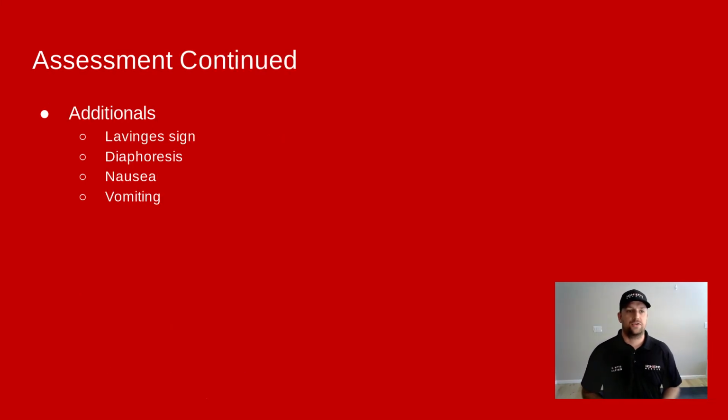Some additional notes for the assessment. Levine sign, that's when the patient takes their fist and puts it over their chest. That has a very low specificity, meaning that when you see that, it doesn't necessarily mean chest pain. I don't have the exact percentage, like 40%, probably less than that. You can still carry it forward as a part of your assessment, but seeing Levine sign does not necessarily mean they're having MI.